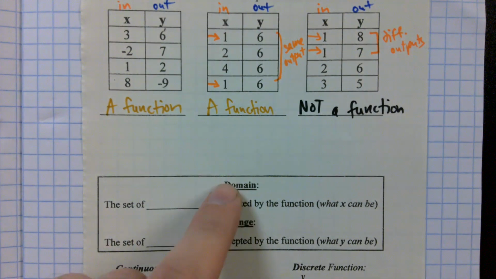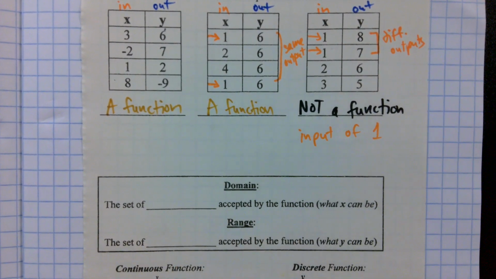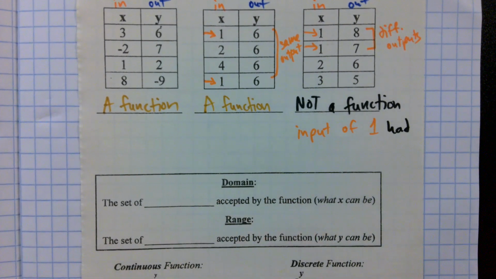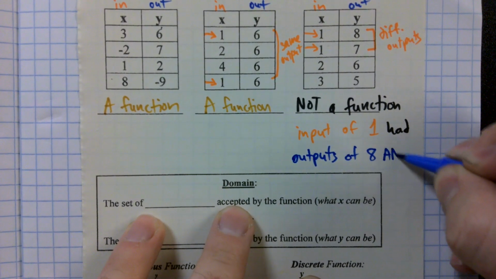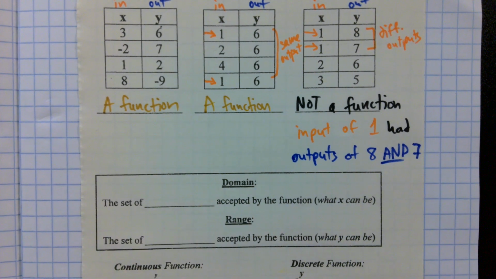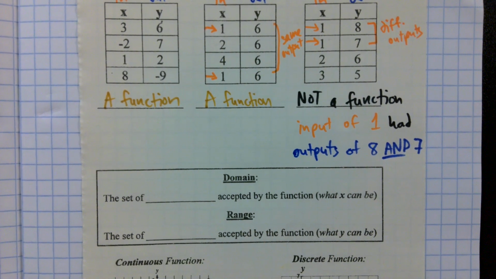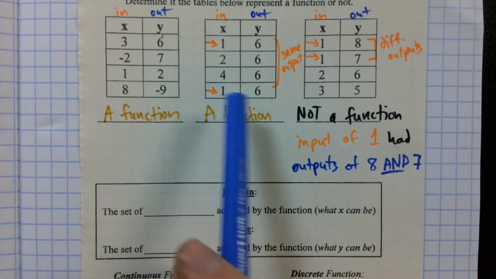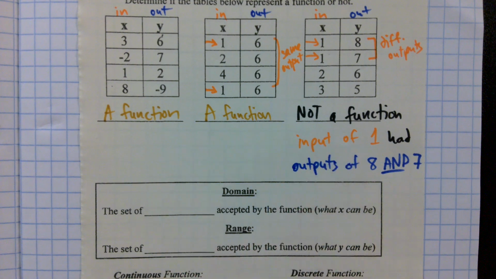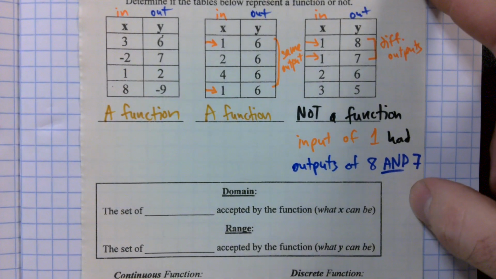So underneath this, we're going to write: input of 1 had outputs of 8 and 7. We cannot have the same input with a different output. But this is where it gets confusing, because according to this middle table, we can have different inputs with the same output. See how easy it is to get confused? The more practice we get, the more sense it'll make. Any questions I can answer about that? Thumbs up if you're still with me.